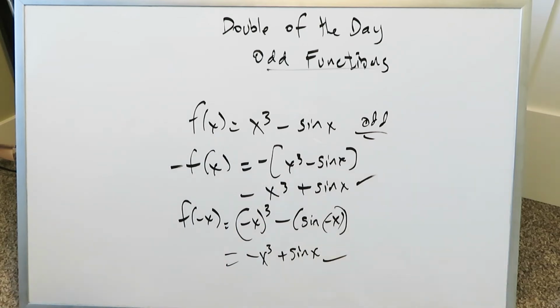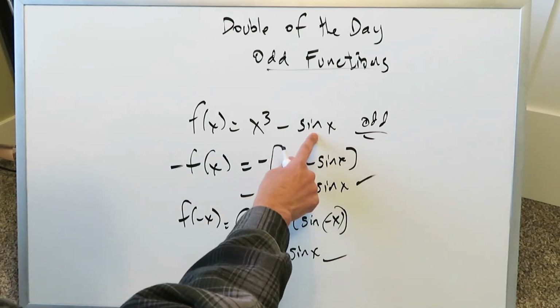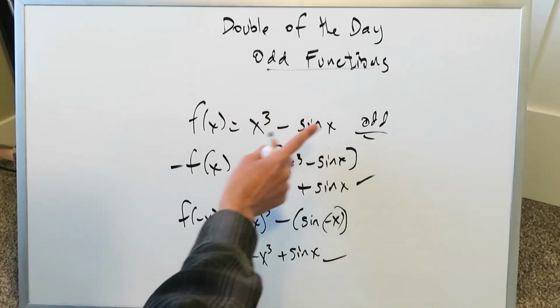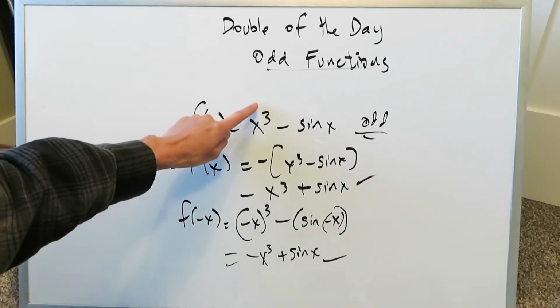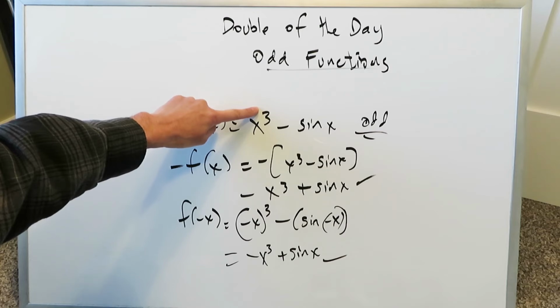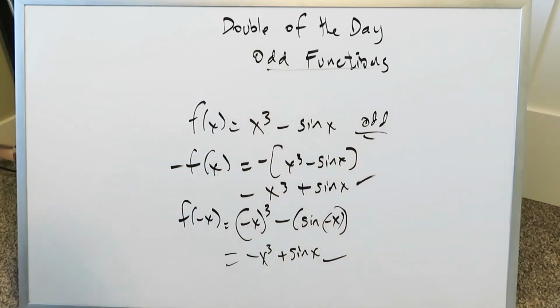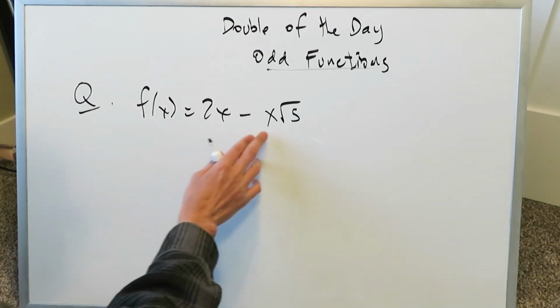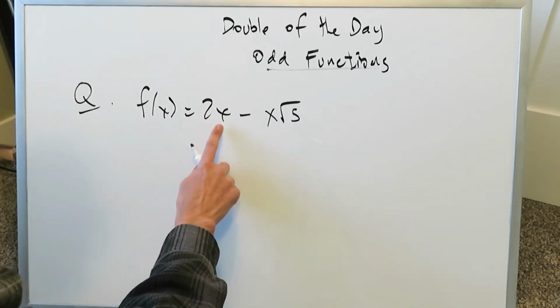A quick tidbit of information: if your function has a sine or a tangent and you have a polynomial with odd numbers, exponents, then it's going to be an odd function. If you have an even exponent function, like an even number, like 2, 4, 6, 8, it'll be an even function. Our first question for this video is this: we have to classify this as even or odd or neither.